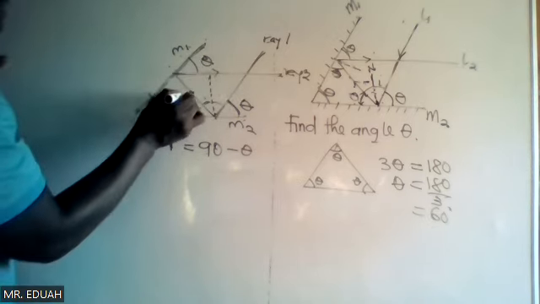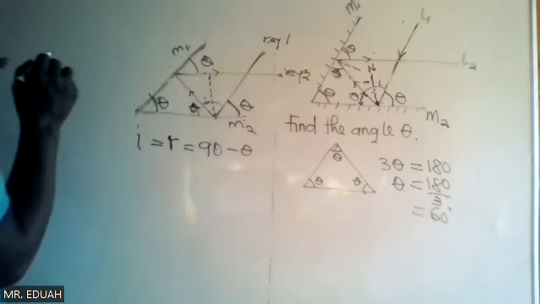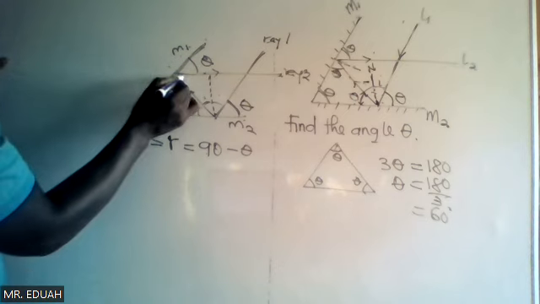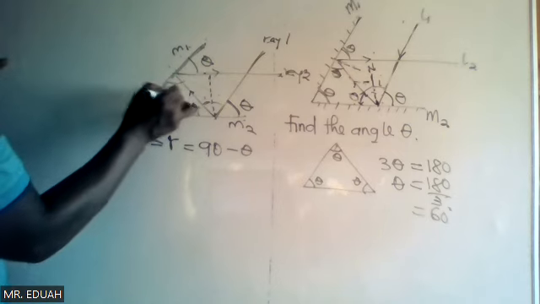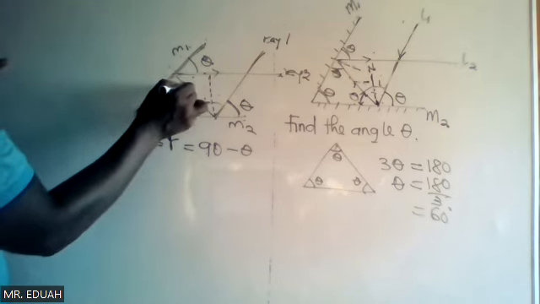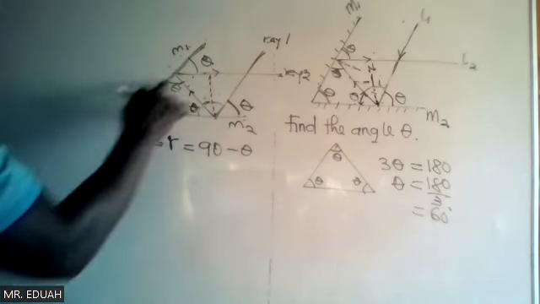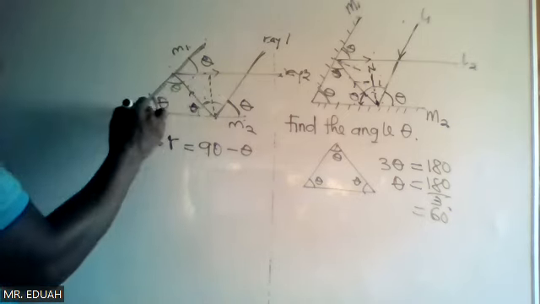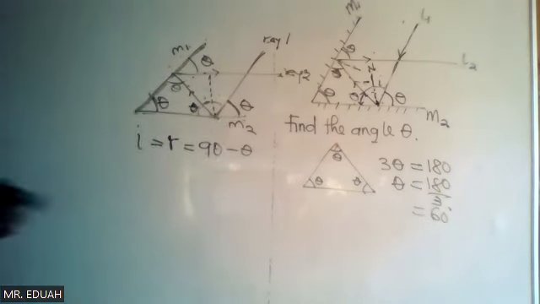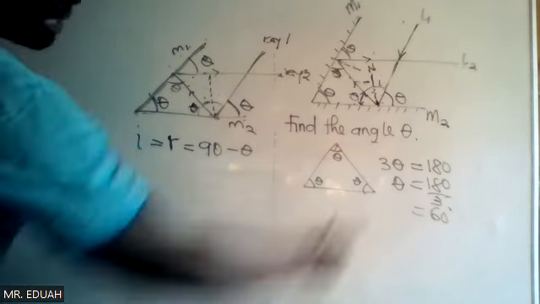If you draw incident reflected to mirror 1, so if you draw a normal, you have this angle also being equal to theta. 90 minus theta, 90 minus theta, and so this is also 90 minus theta. You have all the interior angles of this triangle, this triangle here. So when you sum up the interior angles to 180, you have theta to be equal to 60 degrees.